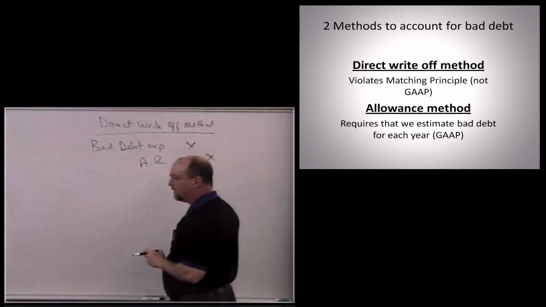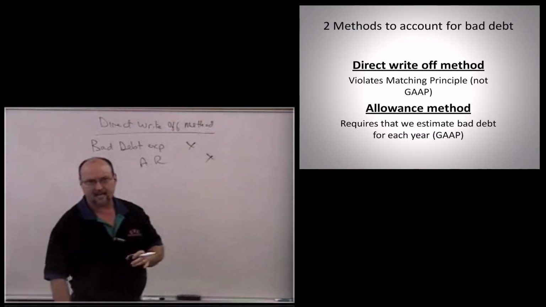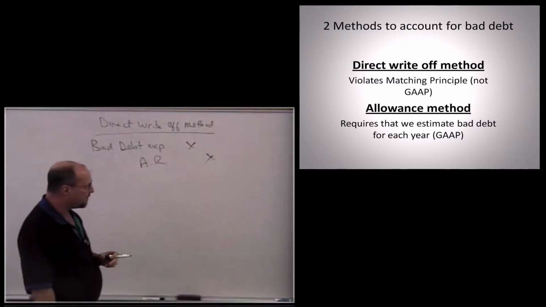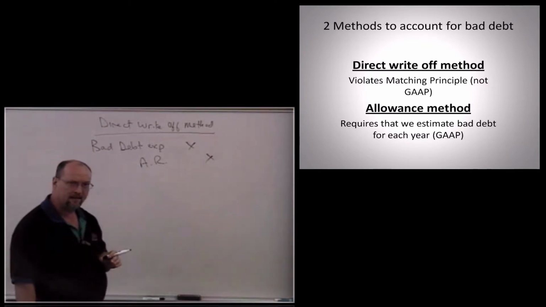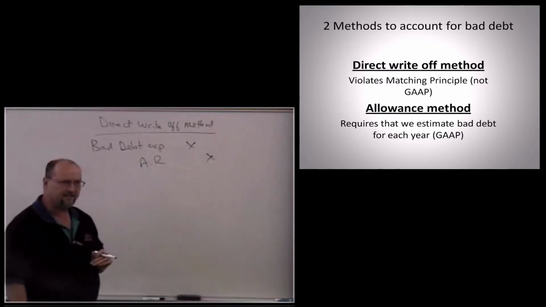we're simply going to debit bad debt expense and credit accounts receivable. That's my journal entry to write off a specific account under the direct write-off method, which again is not really an acceptable method. And notice the slide says it violates the matching principle, or the matching concept. And here's why.